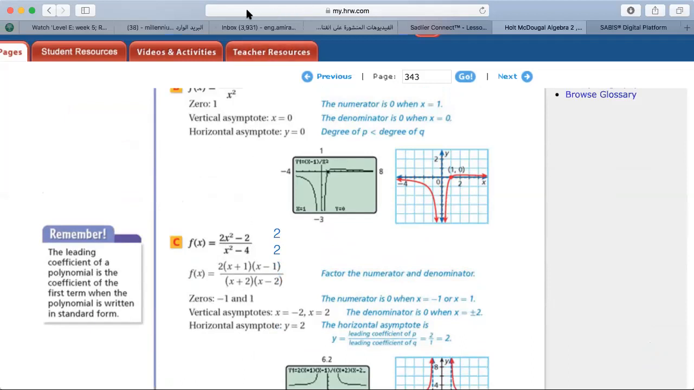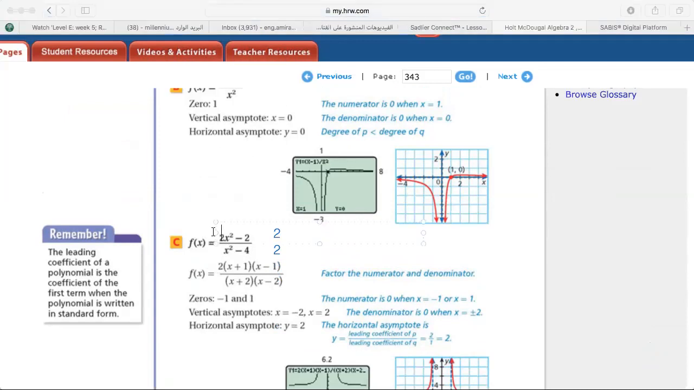So let me write it. The leading coefficient here is 2, and the leading coefficient here is 1. So it is the leading coefficient of P over the leading coefficient of Q. It is 2 over 1, which is equal to 2.